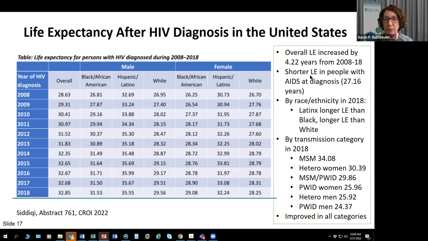There was a shorter life expectancy in people who had AIDS at the time of diagnosis. By race and ethnicity, you'll notice for both men and women that Latinx had a longer life expectancy than Black African Americans, who had a longer life expectancy than white individuals. And by transmission category, the longest life expectancy was in men who have sex with men, followed by women at heterosexual risk, followed by men who have sex with men who inject drugs, followed by women who inject drugs, followed by men who are at risk through heterosexual sex, and the lowest life expectancy is in men who inject drugs. But it has actually improved in all categories.